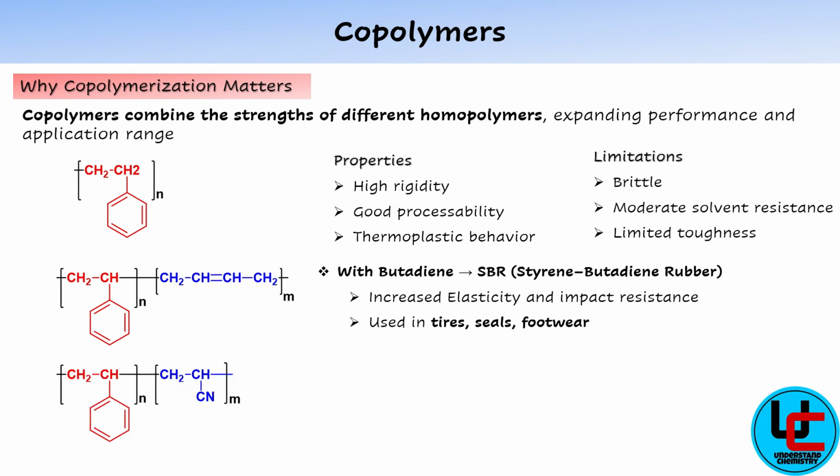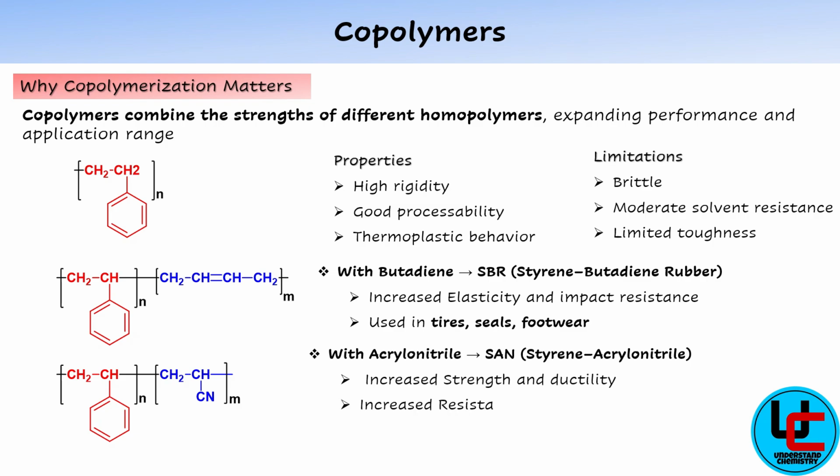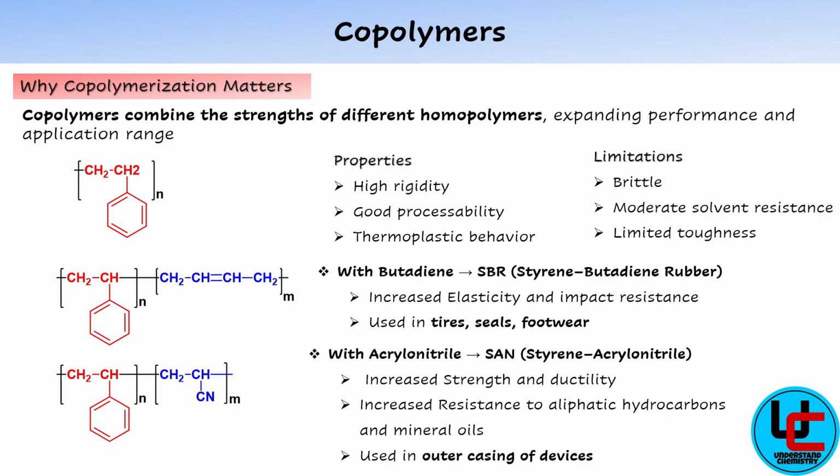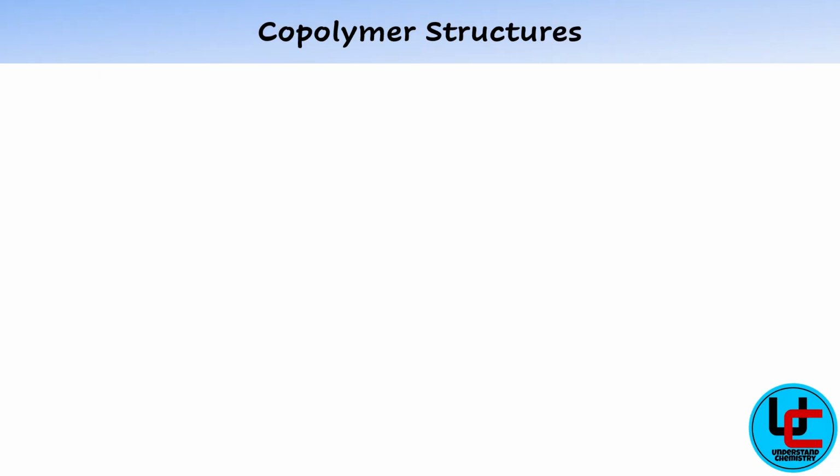In another approach, if we copolymerize styrene with acrylonitrile, we get styrene acrylonitrile copolymer. This copolymer is stronger and more ductile than polystyrene, and it offers improved resistance to aliphatic hydrocarbons and mineral oils. That makes it ideal for outer casing of devices and kitchen appliances. So you can see how copolymerization expands the performance range of materials. By choosing the right comonomer, we can fine-tune mechanical strength, chemical resistance, flexibility, and even thermal behavior.